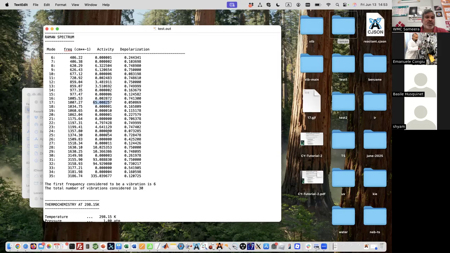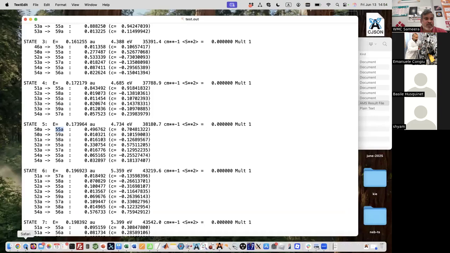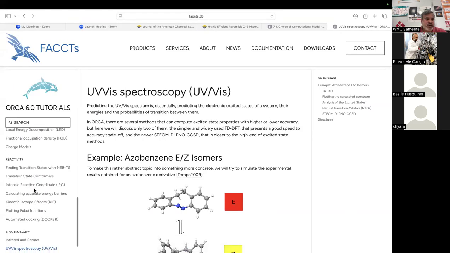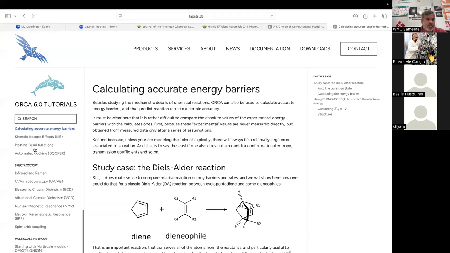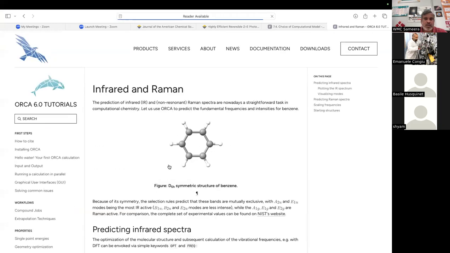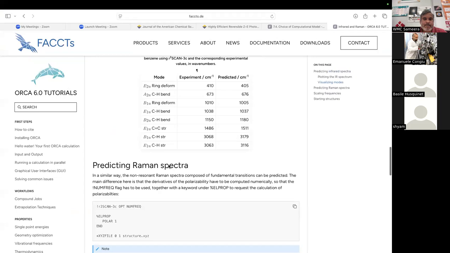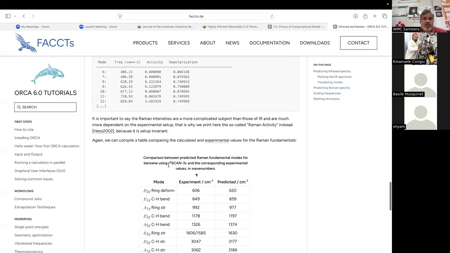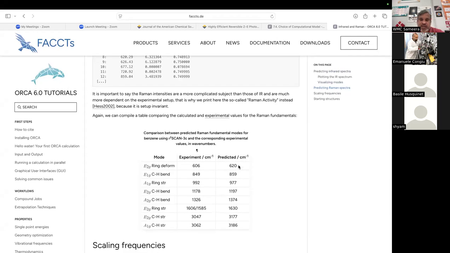The Raman spectrum computation takes more time because we run numerical frequencies. If you go back to the Raman tutorial, here are the computed data and the experimental data. So you can see a qualitative agreement. It is not really quantitative, but still the agreement is quite good, I would say.